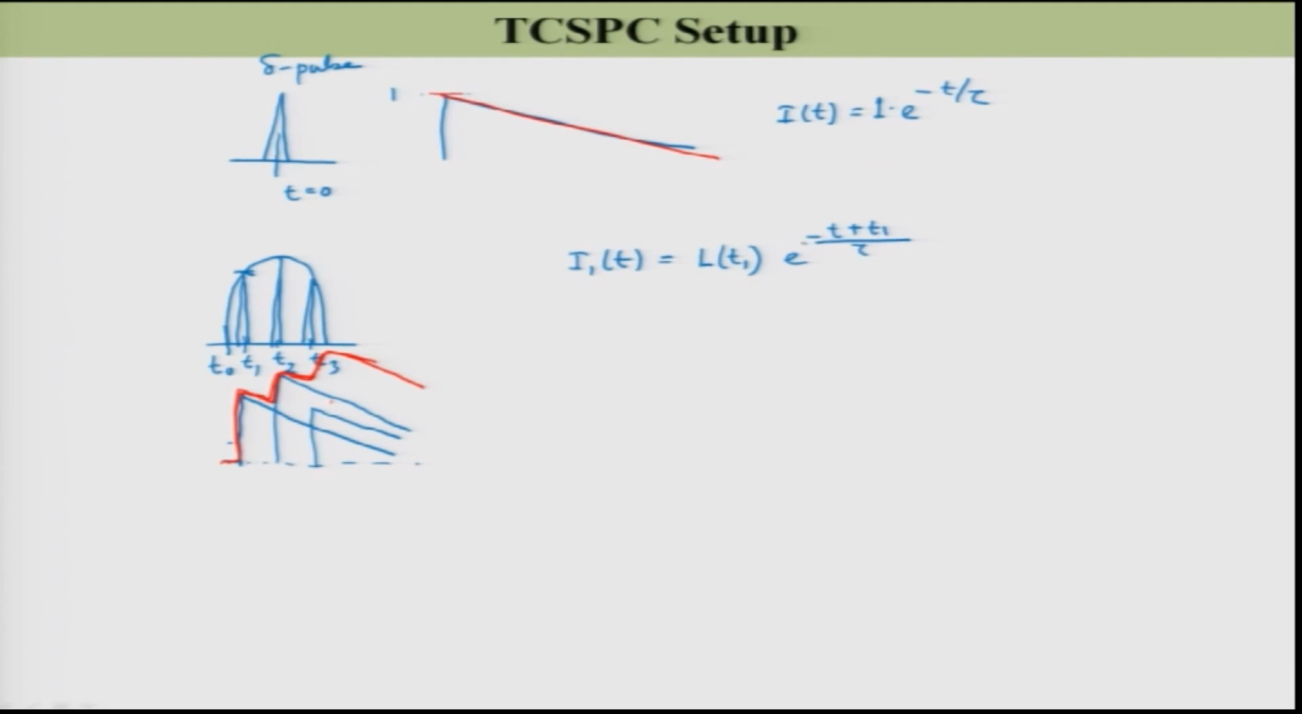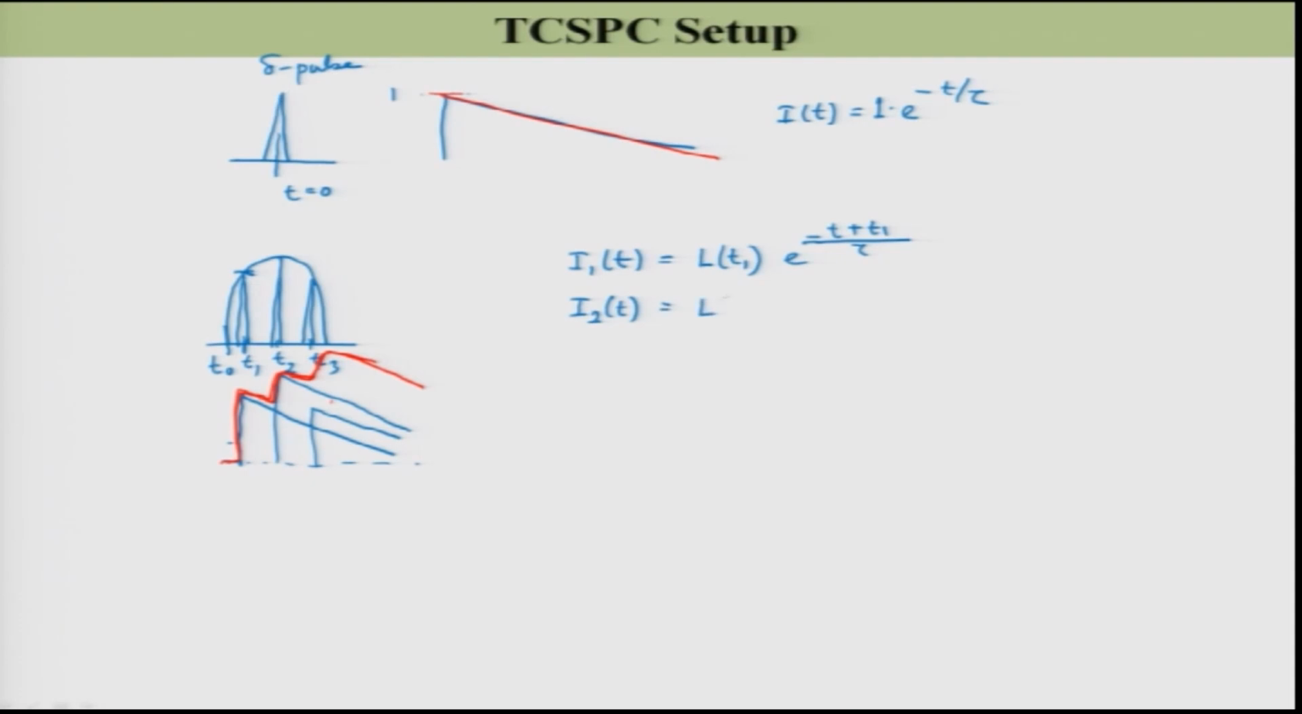You got my point? Here in this case, it is not simply minus t by tau, because some time T1 is already delayed over here. This is not starting from T0. So, it is minus (t plus T1) divided by tau.